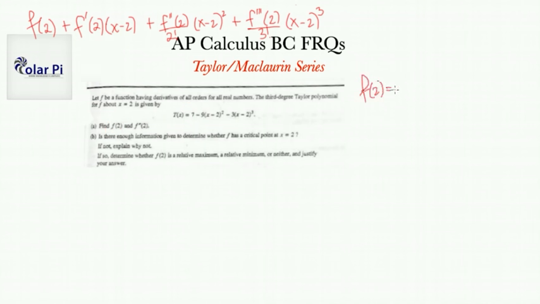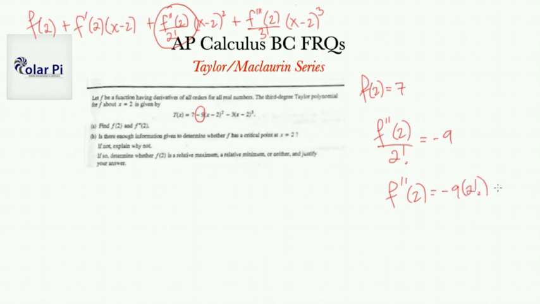As you can see, this is posed differently. And then f double prime of 2 over 2 factorial has to be this here. So f double prime of 2 over 2 factorial has to equal minus 9, meaning f double prime of 2 is equal to minus 9 times 2 factorial, which is minus 18, right? Okay, so that's how you answer part A.